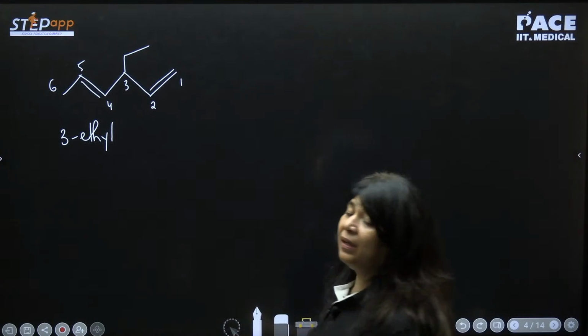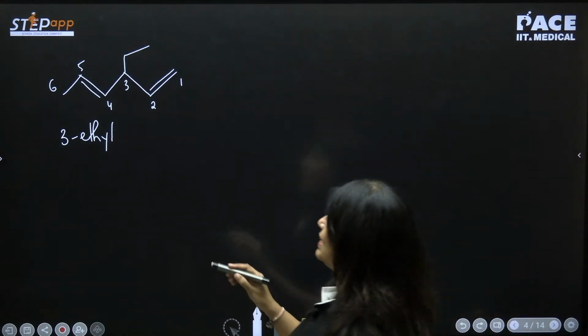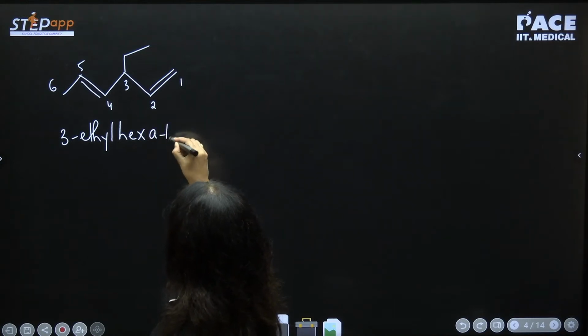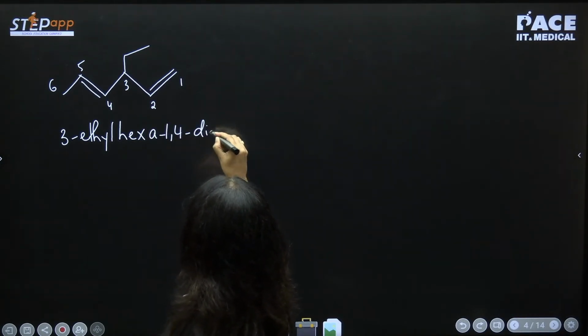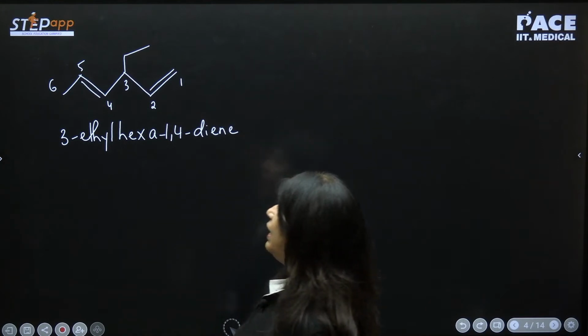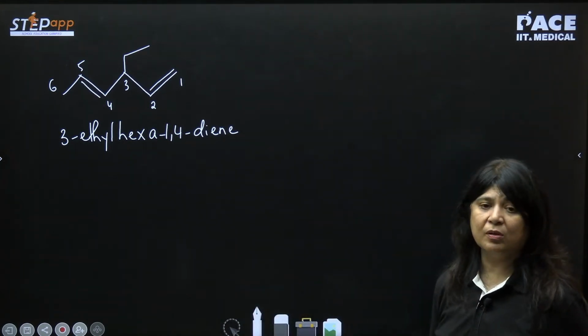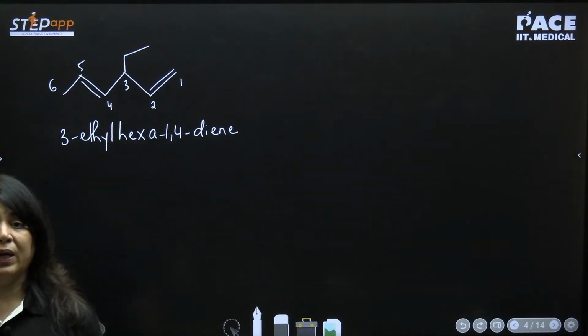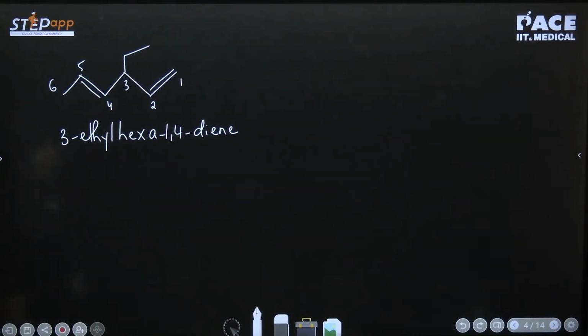Total carbon in the parent is 6. So it is hex, hexa 1,4 diene. Diene because there are 2 double bonds. So it is 3-ethyl hexa 1,4 diene.